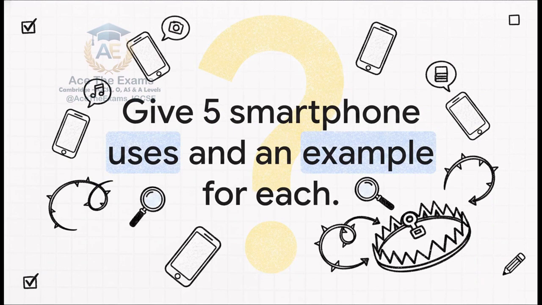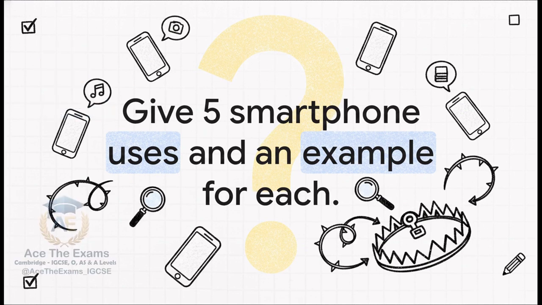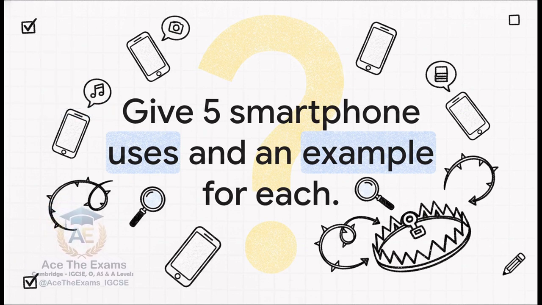Okay, take a look at this standard exam prompt straight from the source material. It reads, apart from making phone calls and text messaging, give 5 uses of the smartphone. For each use, give an example to illustrate your answer. 5 marks. Now, what's really wild about this prompt is just how deceptively simple it looks, right? I mean, we all know what a smartphone does. But this specific question, it is an absolute trap.